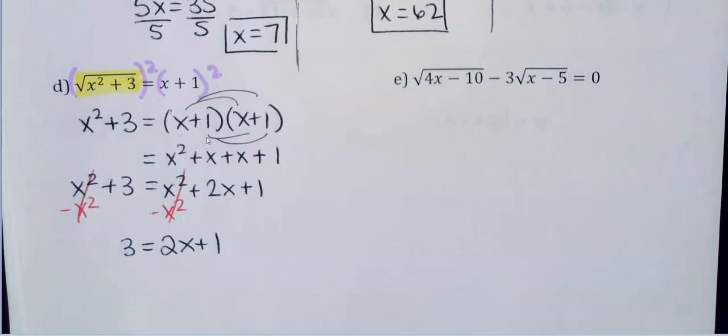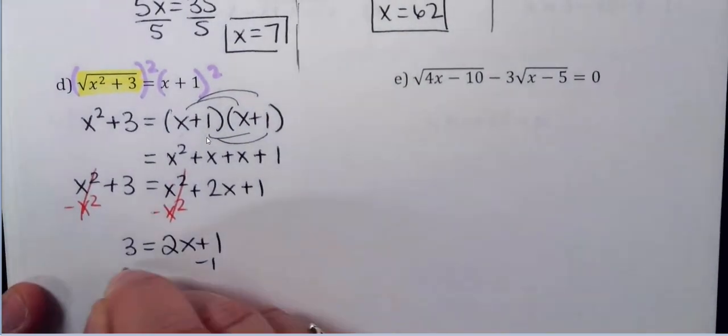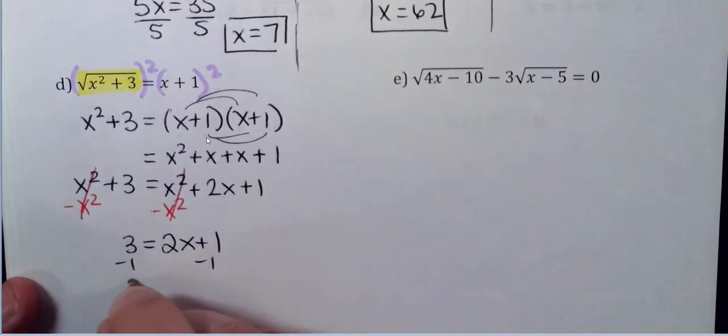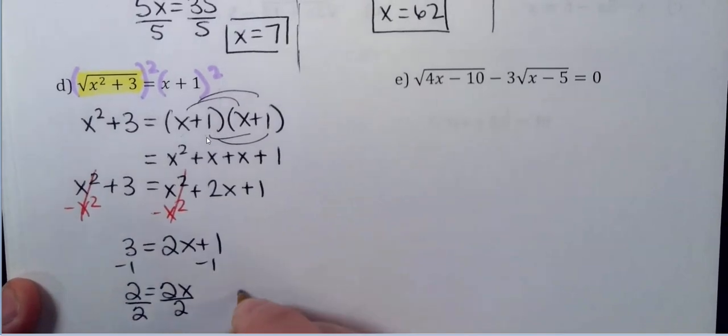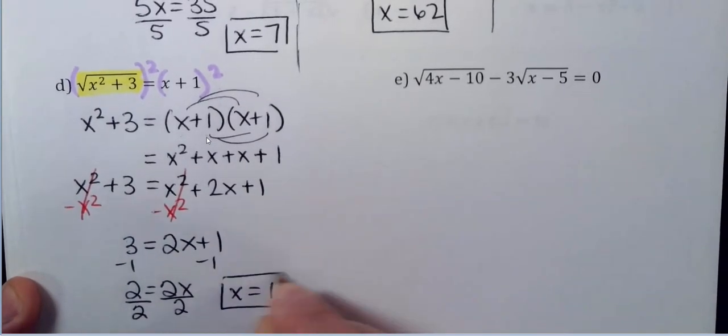All right, so just literally 2 steps. I'm going to move the 1, so I'm going to subtract it since I'm adding it. So we get 2 equals 2x, and then I'm going to divide by 2. And 2 divided by 2 is just going to make x be 1.